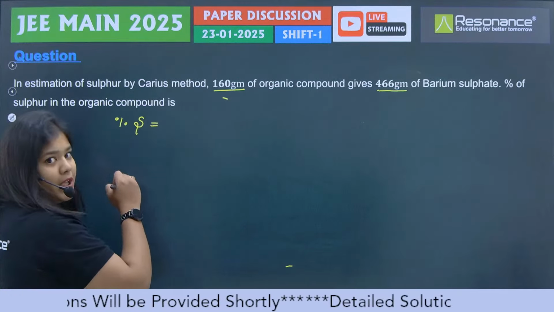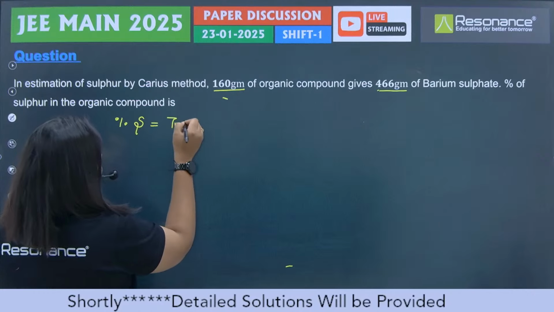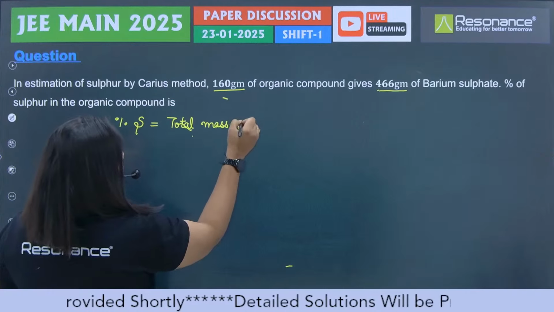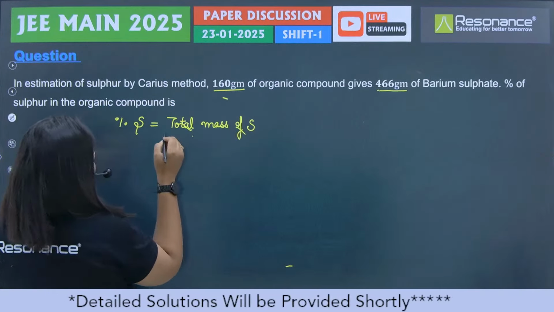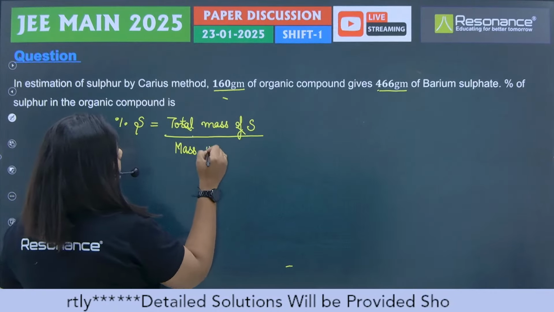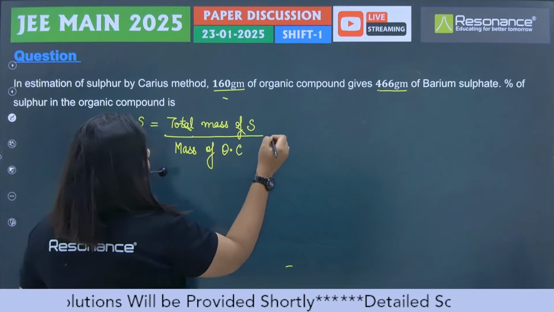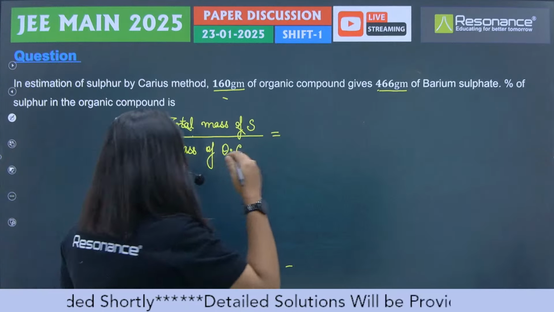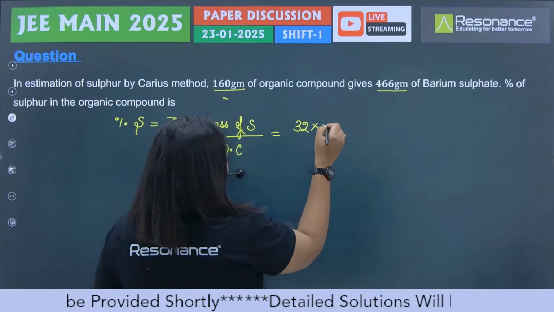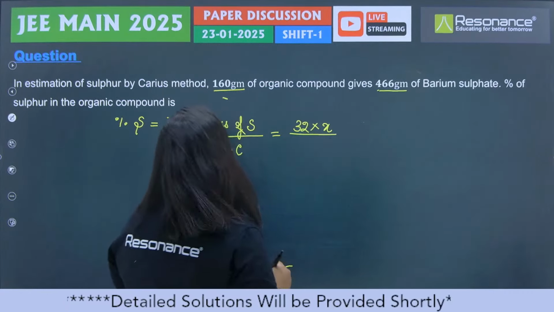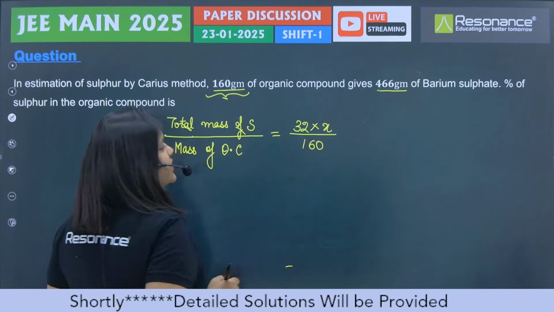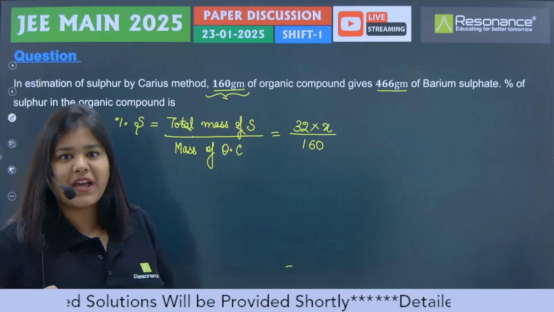Percentage of sulfur will be total mass of sulfur divided by mass of organic compound. Let's see what the total mass of sulfur is: mass of one sulfur, that is 32 gram, into number of sulfur. And the mass of organic compound given is 160 gram. So first we have to find out how many sulfur atoms we are having.